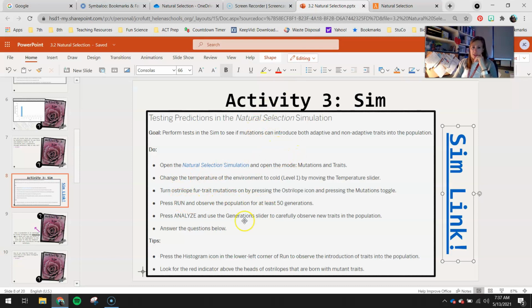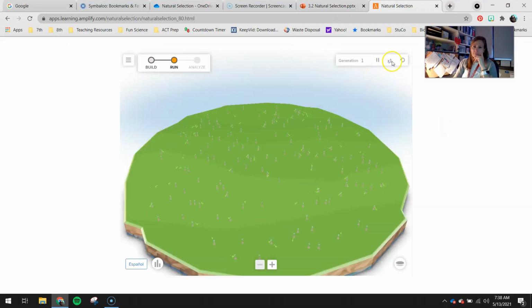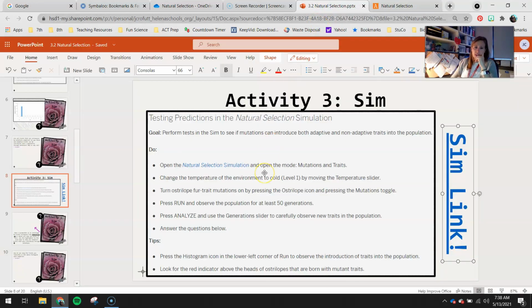And then press run and observe the population for at least 50 generations. So make sure you speed it up when you do that. So click through, hit run, speed it up. Let it run for 50 generations. Press Analyze and use the Generation slider to carefully observe new traits in the population. Answer the questions below. So some tips for you.